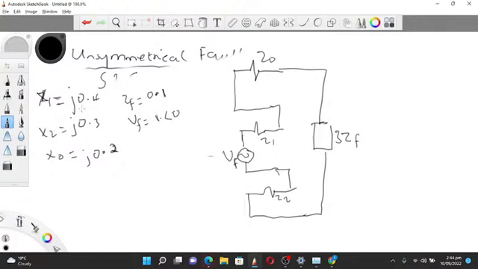So I'm taking all the impedances as in per units, and this voltage as in per units. From here, we can input this here: j0.2, j0.4, and this is j0.3. Now 3ZF will be 3 times 0.1, which is 0.3.